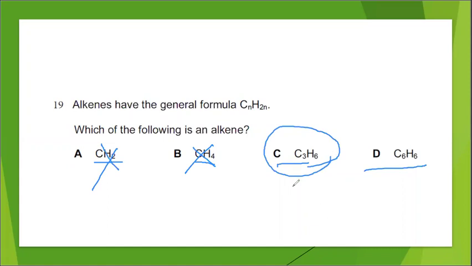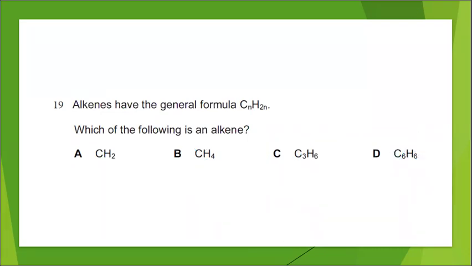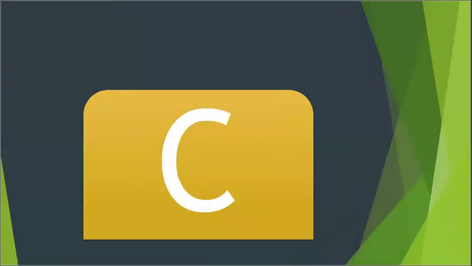C is your answer, C3H6, because the formula is CnH2n. So if n is 6, then H2n will be 6 by 2. So this should have been 6 by 2 is 12. So it should be C6H12. So then this one is wrong, and that leaves the answer as C. So C is correct. Yes, C is the answer.